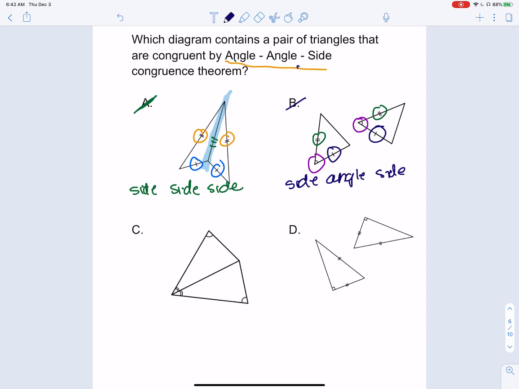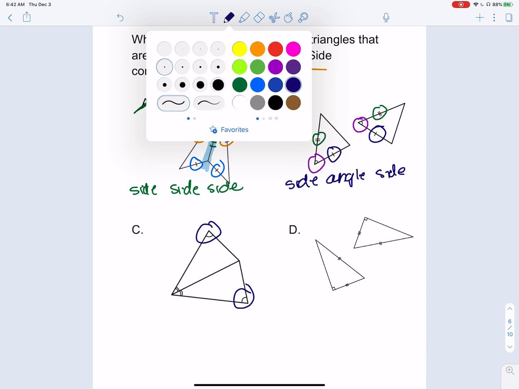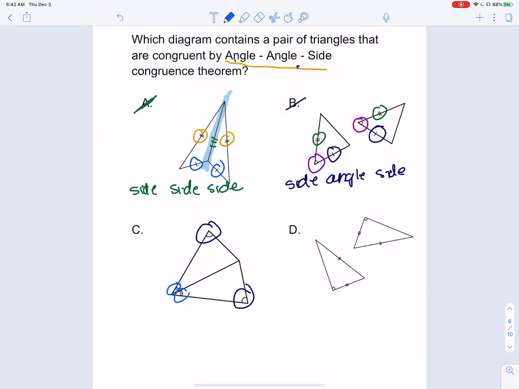So I'm looking at C. I know these two angles are the same. I know these two angles are the same. And what do I know about this line right here? Very good. It's the same for both triangles. So what theorem can I use to say these two triangles are the same? Very good. You have angle, angle, side. And is that what I'm looking for? Yes. So I'll put a little check mark just in case.